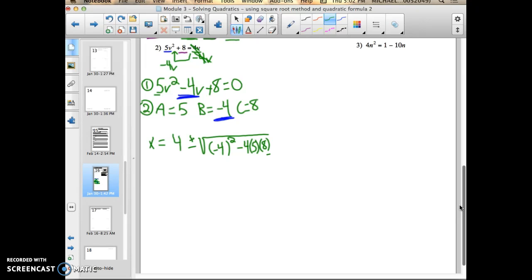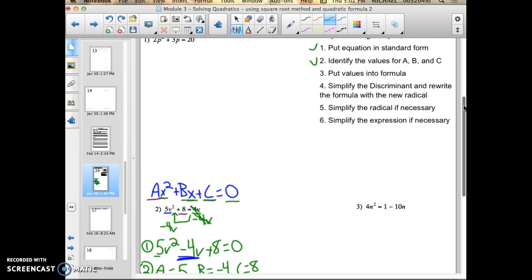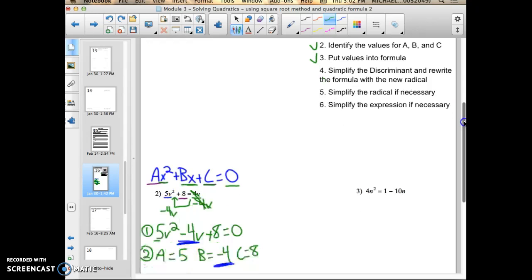All over 2 times a, which is 5. At this step, then, I've entered it in correctly. That's step 3. So I've done 1, 2, 3. Step 4 is simplify the discriminant and rewrite the formula with the new radical.